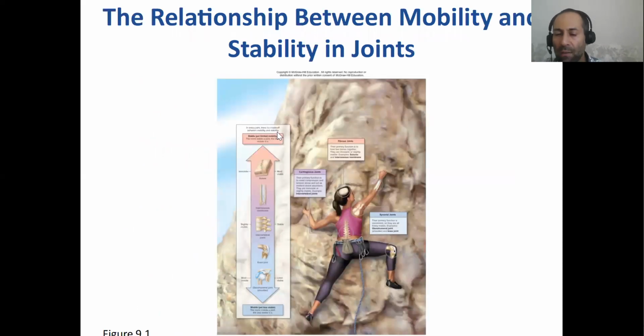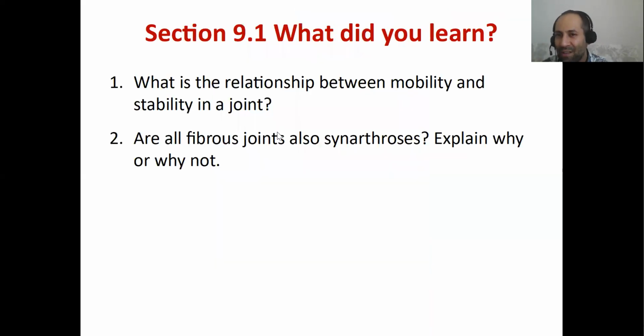So the general rule is the more stable a joint is, the less mobile it would be. The more movable a joint is, the less stable it would be. For example, the shoulder joint is very movable in all directions, but not very stable. You can easily dislocate your shoulder, but your hip joint is almost impossible to dislocate, though it's not very mobile, right? So that's the relationship between mobility and stability. It's like an inverse relationship. Are all fibrous joints also synarthroses? Yes, they are also synarthroses. They're kind of joined together.